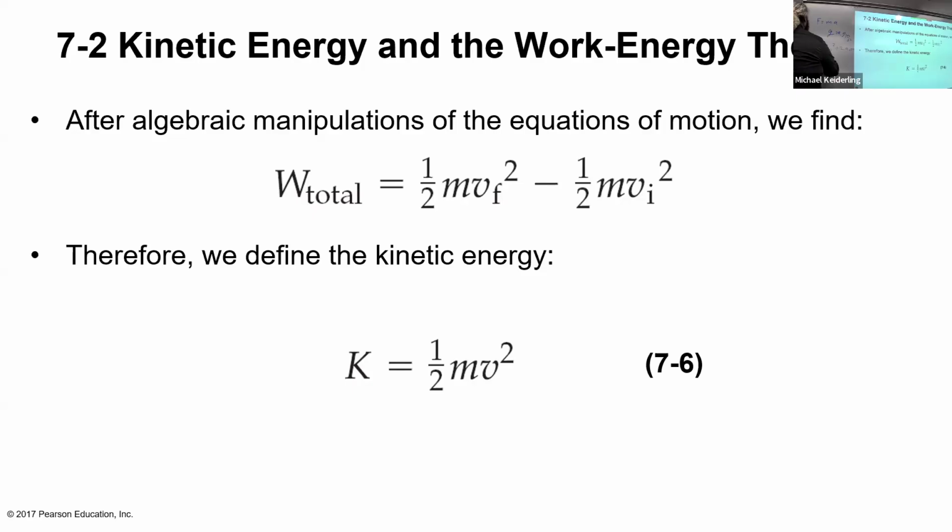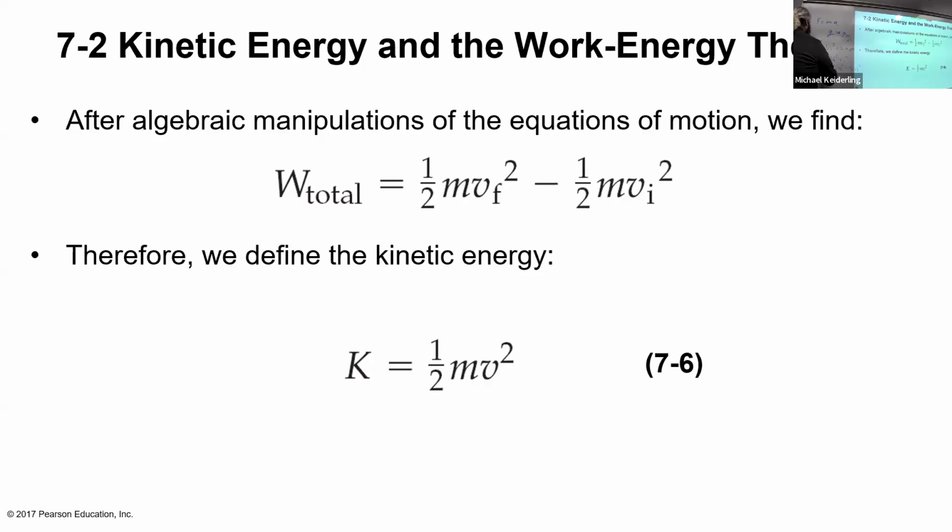So 2 times acceleration times delta x equals final velocity squared minus initial velocity squared. Divide everything by 2, we have acceleration times delta x equals 1/2 final velocity squared minus 1/2 initial velocity squared. And we'll multiply everything by mass.